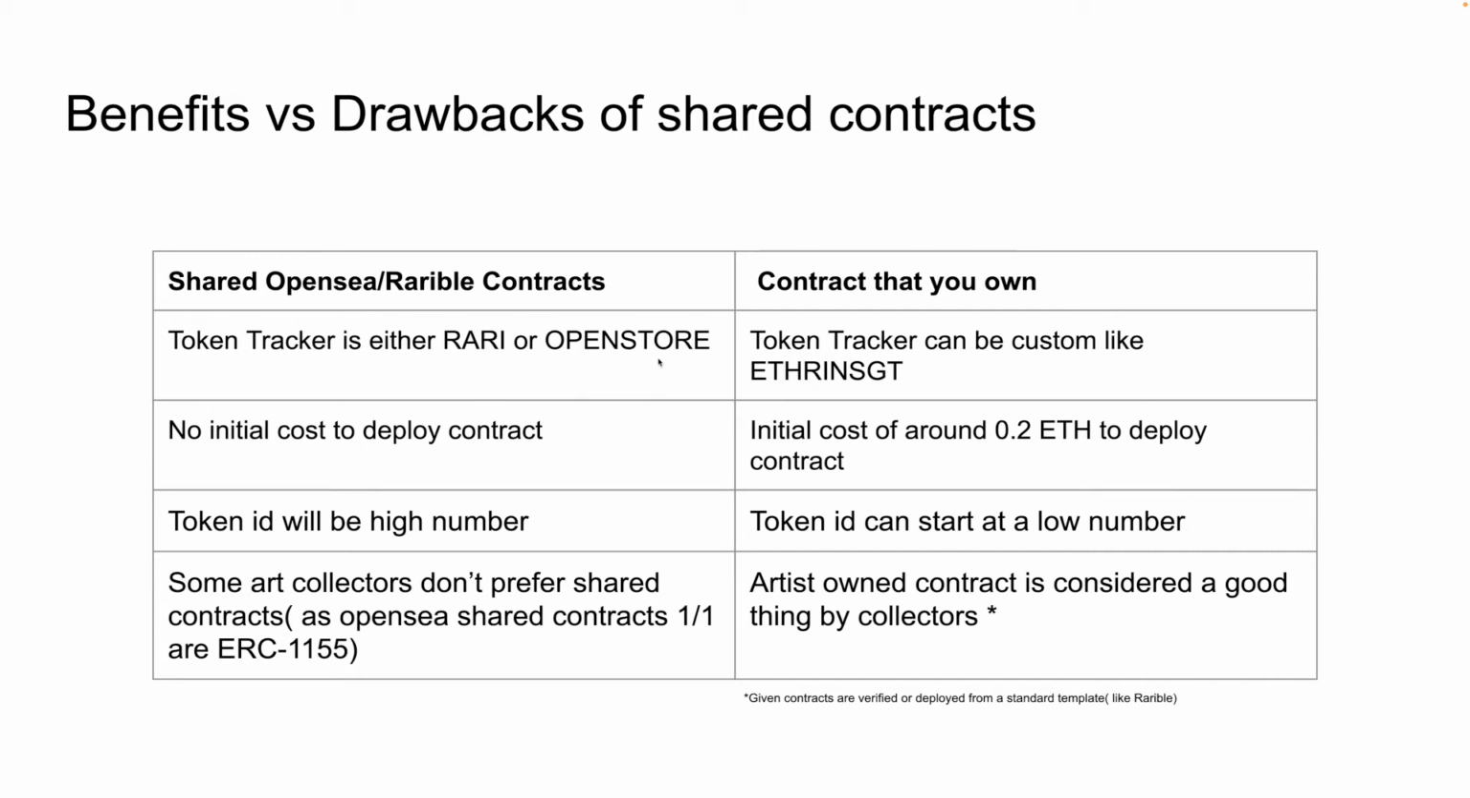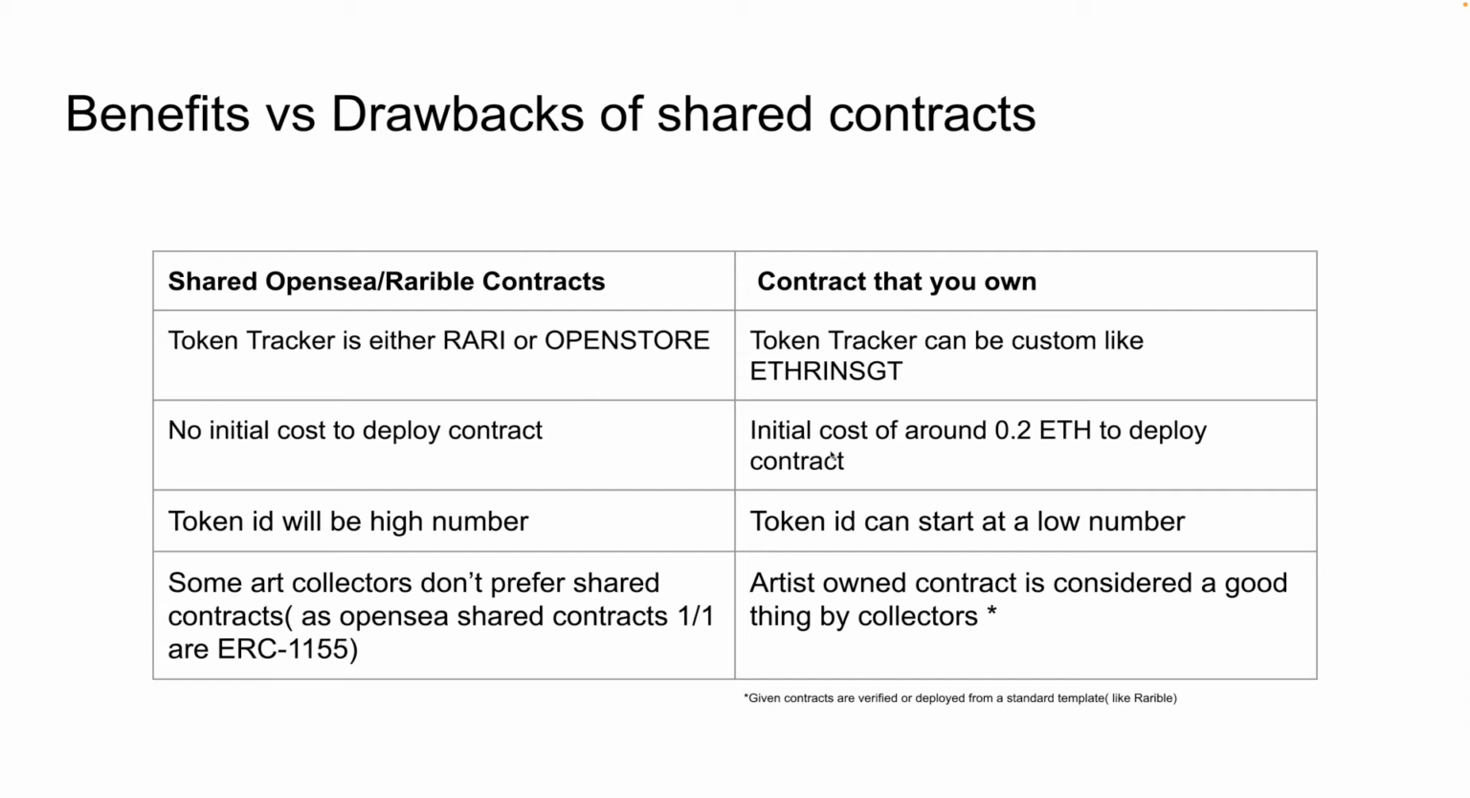When you use the Rarible or OpenSea smart contract, the token tracker for your token ID or your token is one of Rari or OpenStore. When you create your own contract, the token tracker can be anything. So if I am creating my own contract, my token tracker will probably be something like Ether Insight, right? So I can customize the token tracker to be whatever I want.